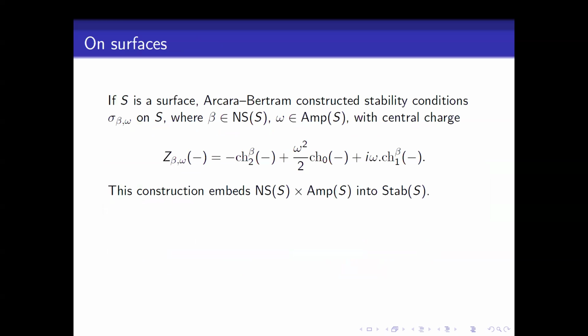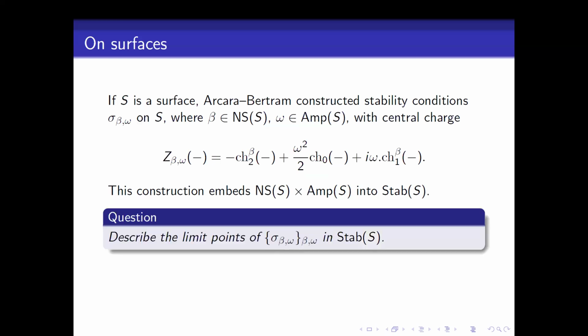It turns out that one needs to do a more complicated construction, not only involving the degree and the rank, or maybe the zeroth and first Chern character, you also need to involve the second Chern character. And the construction that we usually use is due to Arcara-Bertram and depends on the choice of two parameters. Some parameter beta, which is just a numerical class, and alpha, which is an ample class. And this gives you some piece of the stability manifold of your surface.